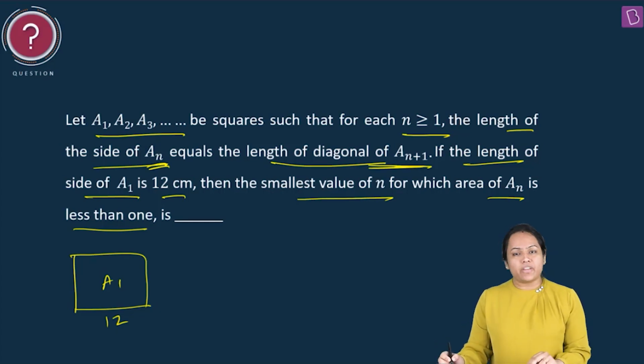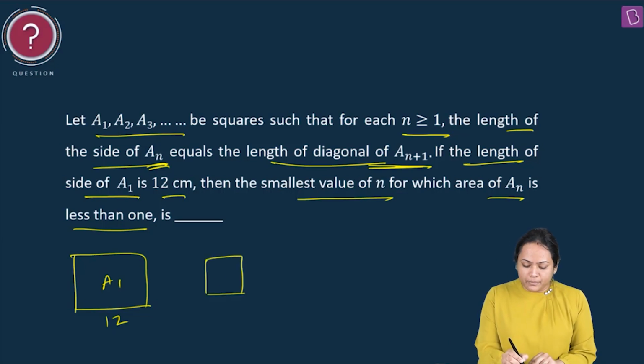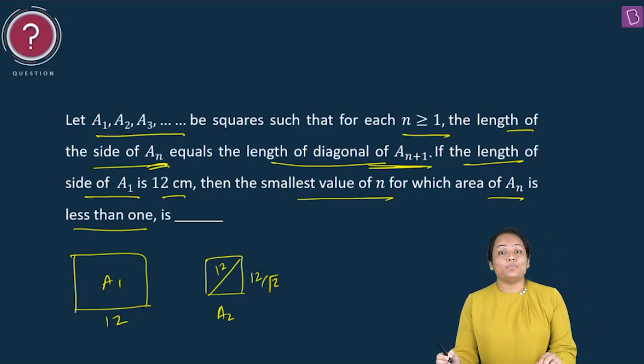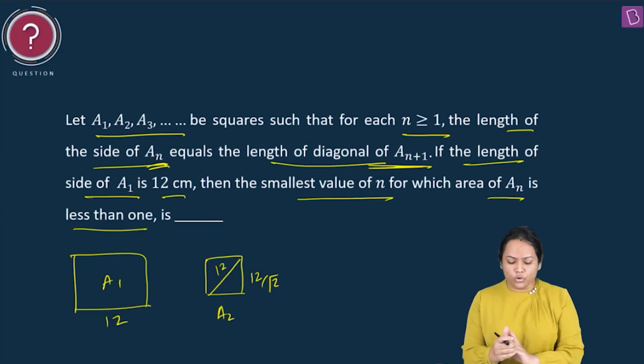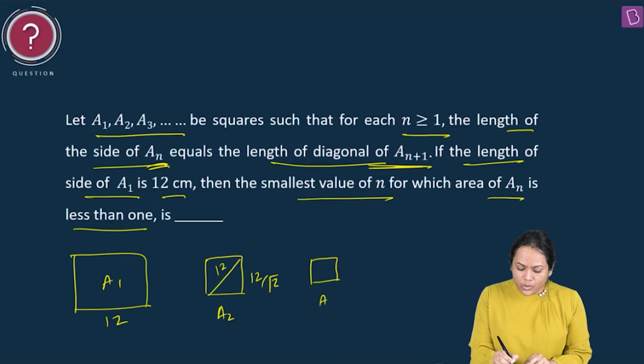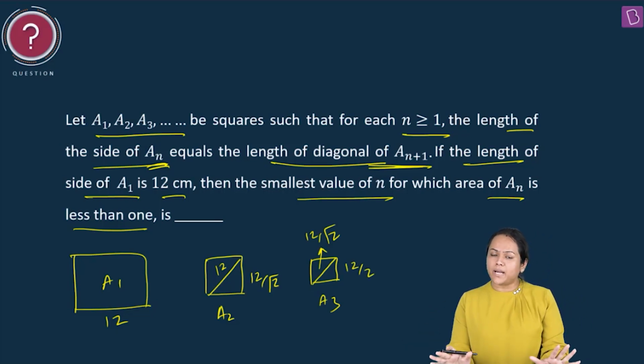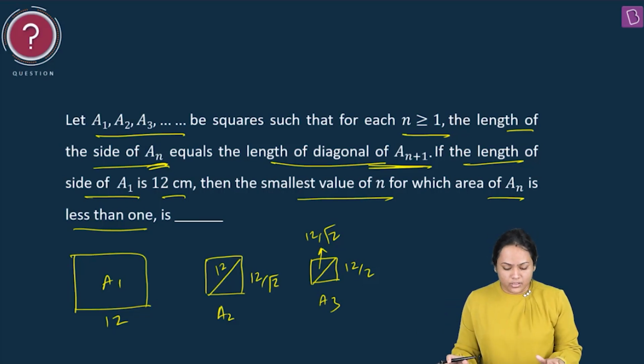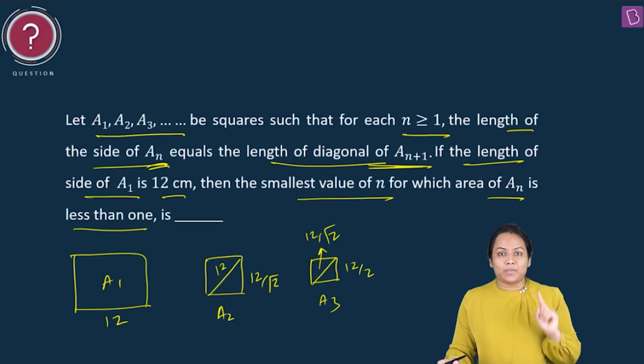So if my side of A1 is 12, that means my An plus 1, that is my A2, will have the diagonal length as 12, right? So that means I can say that its side length will be 12 by root 2. Clear? This again will go for A3. So my A3 will have the diagonal length as 12 by root 2. That means my side length will be 12 by 2. So this is the pattern. Can you see the pattern? Initially the side length was 12, then it was 12 by root 2, then 12 by 2, again it will be 12 by 2 root 2 and so on. So this sequence is definitely a GP, isn't it?